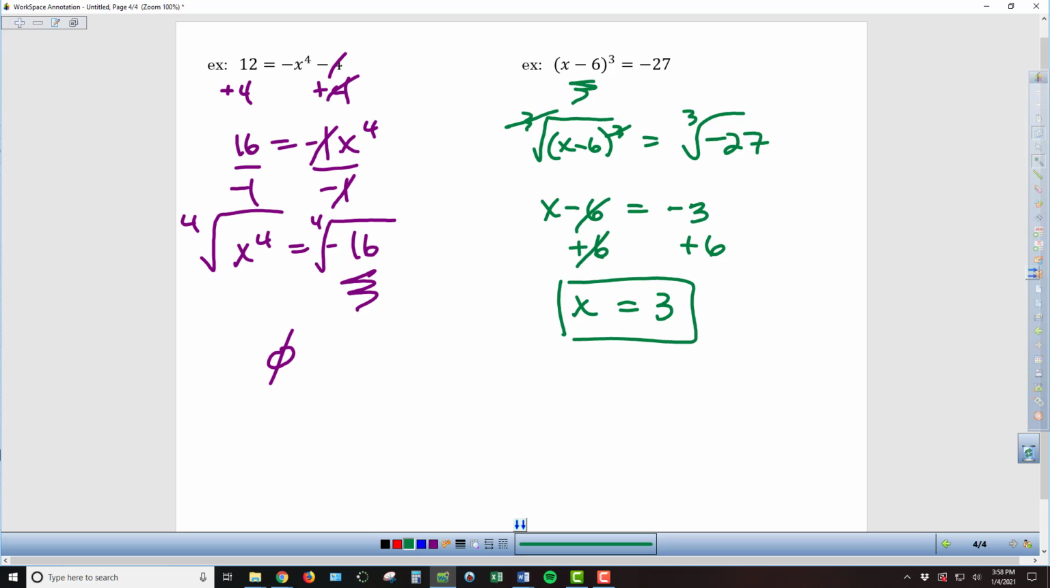And as always, we can always check our answer by going back to the original problem and making sure that it works. So if I plug in 3 for x, 3 minus 6 is negative 3, negative 3 cubed, so negative 3 times negative 3 times negative 3 does indeed equal negative 27. So if we have any doubt at all, we can always go back and plug our answer into the original equation and check to see if it works.